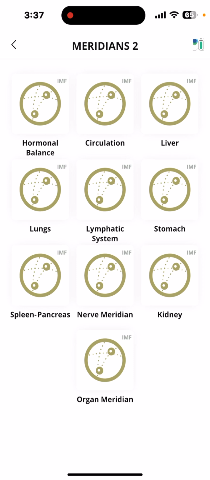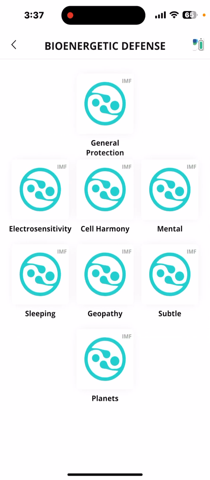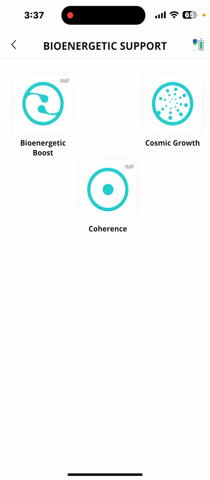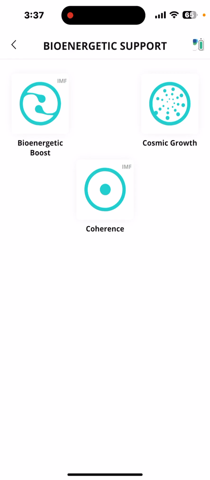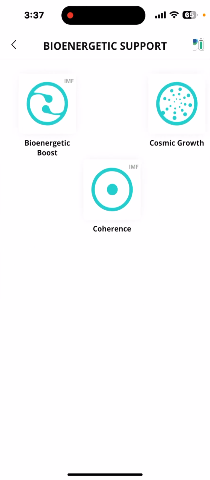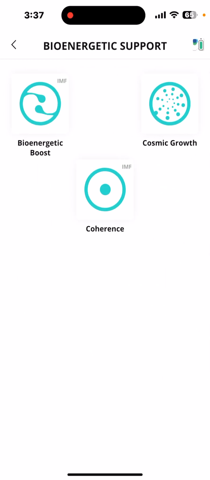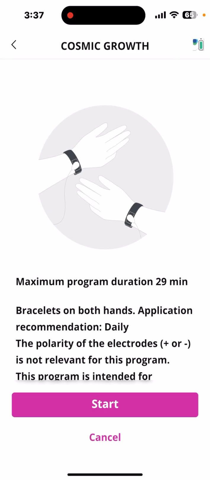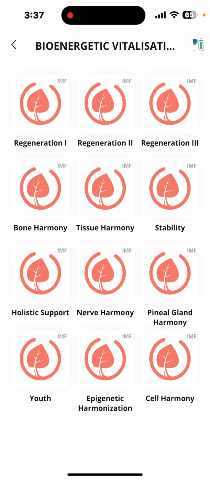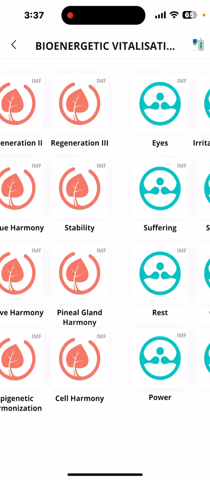Most other programs usually have the IMF, where you can use either of the two methods, the wristband electrodes or the coil. Okay, so there's one more, cosmic growth here. Then okay, so the rest are fine.